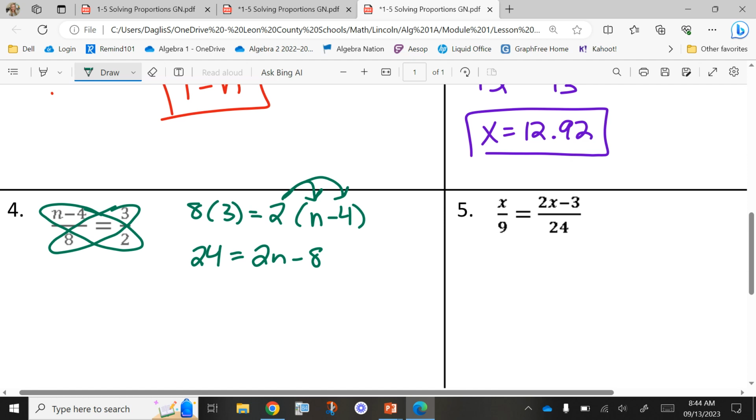You keep going. I'm going to stop. You keep going. Get n by itself.